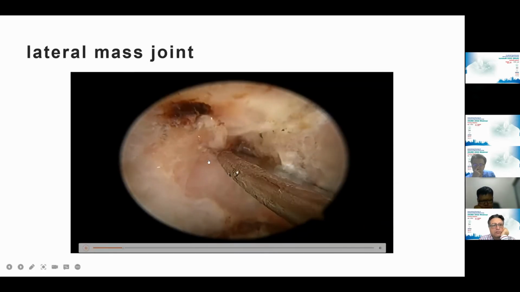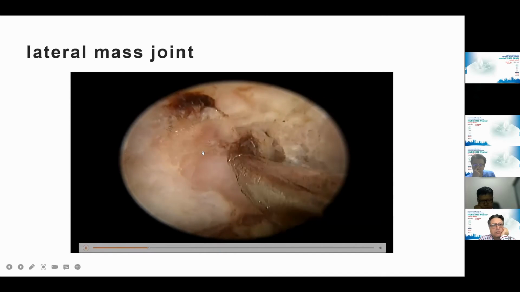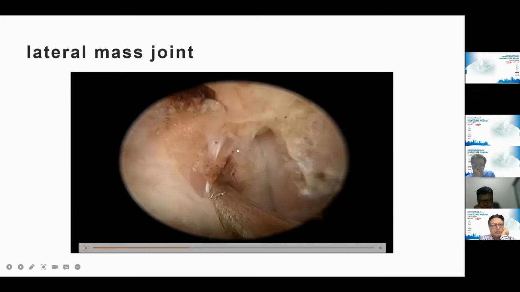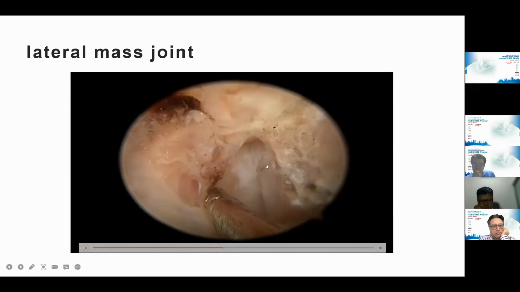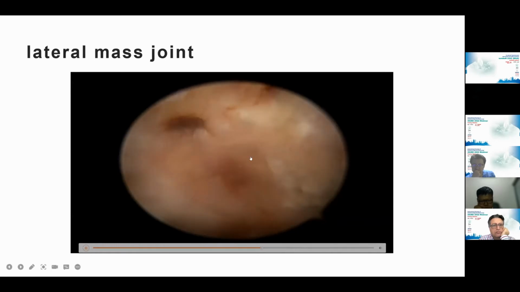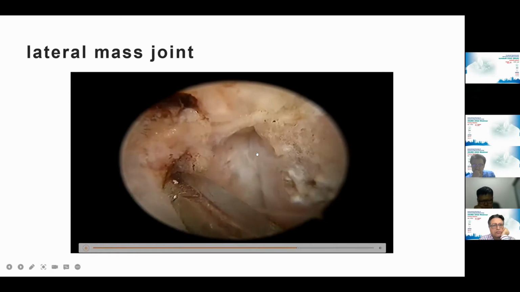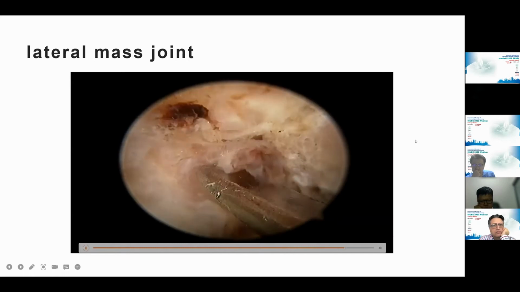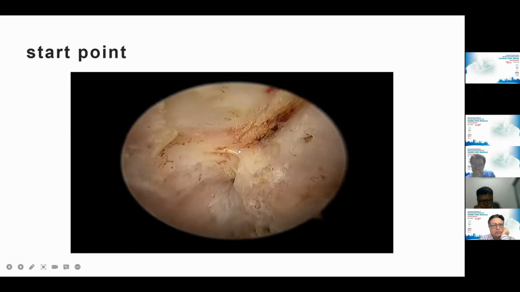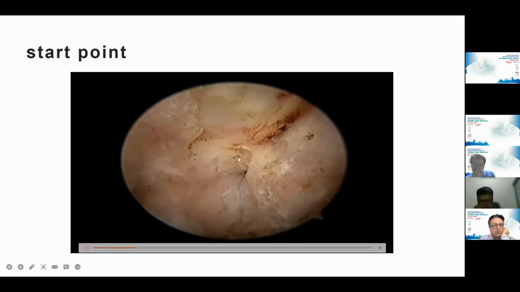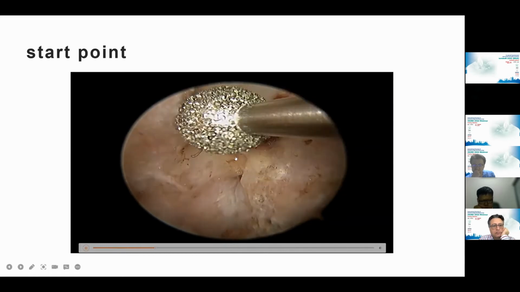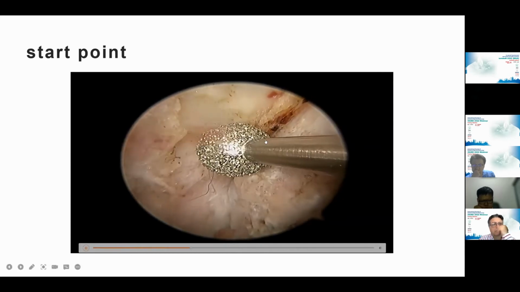And we often do the fixation, especially the lateral mass screw. I often expose the lateral mass joint under the endoscopy. The start point is the viewpoint. We do the bone work from this area.